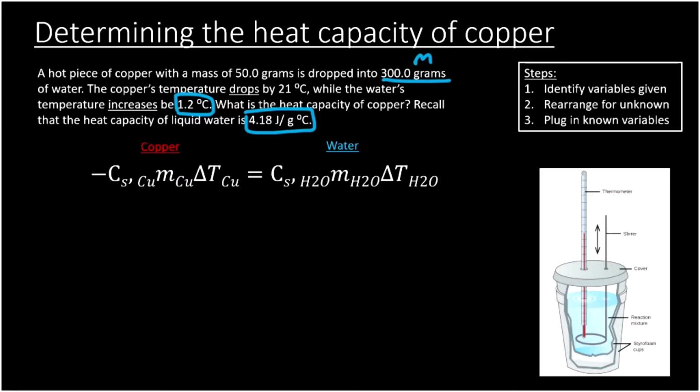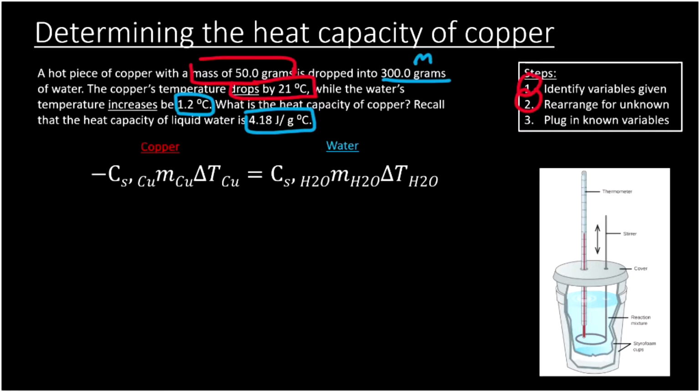Okay, let's do the same thing for copper. We know that the mass of copper is 50 grams. And we know, right down here, that the temperature drops by 21 degrees Celsius. So those are all the variables we need. The only one we don't have is the one we want to find, which is our heat capacity of copper. So now I'm going to do some algebra to rearrange for the unknown. So I've done step 1, which is identify the variables we have been given. And now I'm going to go on to step 2, which is to rearrange for my unknown. My unknown is that heat capacity of copper.